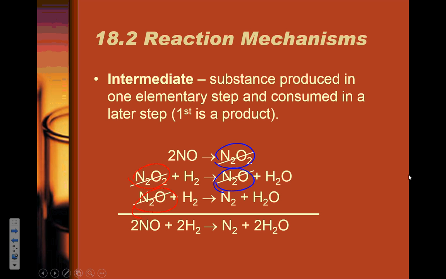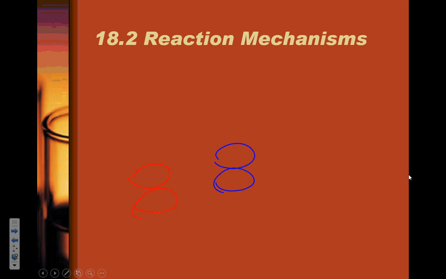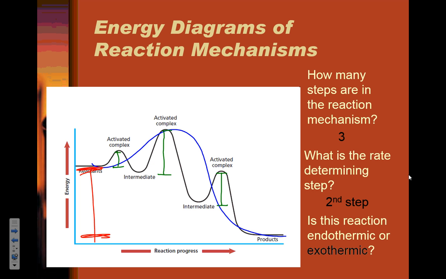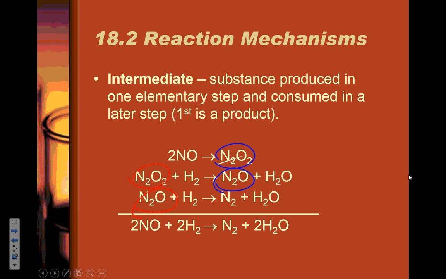It's not there at the beginning, and it's not there at the end. It only exists in the middle. It's an intermediate. So N2O2 and N2O in this particular reaction mechanism would be examples of intermediates. They're things that only exist in the middle. And if you back up a second and look at our energy diagram, our intermediates are things that appear right here. There are products in our in-between steps. So when a reaction occurs and it makes something that then gets used, we've got an intermediate. So that's where our intermediates would appear in the energy diagram.